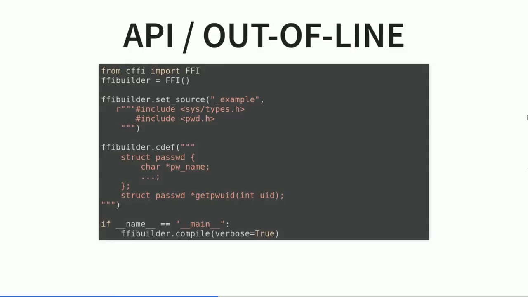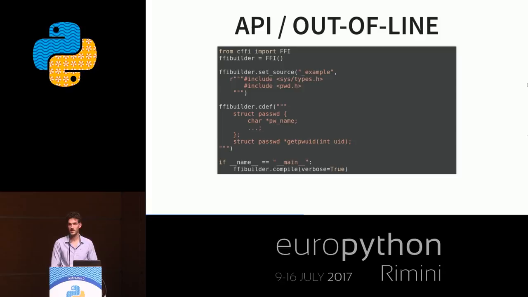So CFFI goes one step further with its API mode now. Syntax still similar, but you can notice a difference. We pass C code to CFFI with the set_source function. Then you just ask CFFI to compile your module. Your Python extension is robust, fast, and easy to maintain. With this API mode, you can't have segmentation faults due to a mismatching ABI.